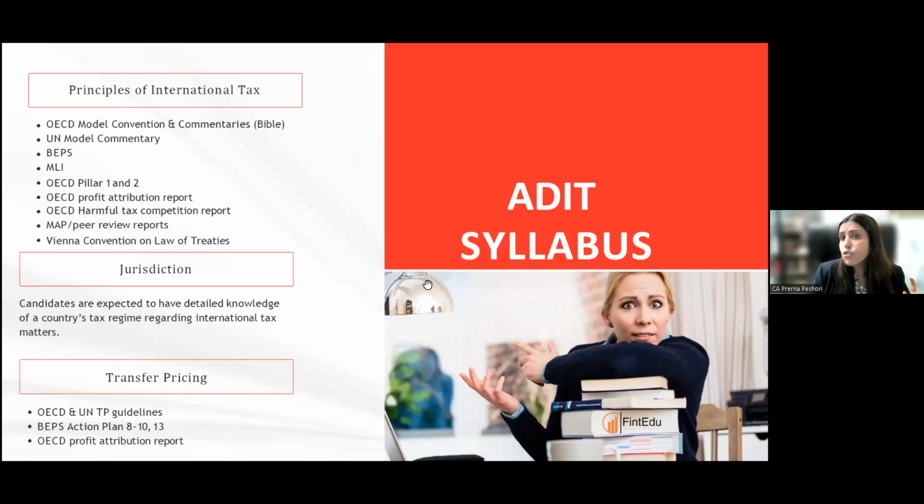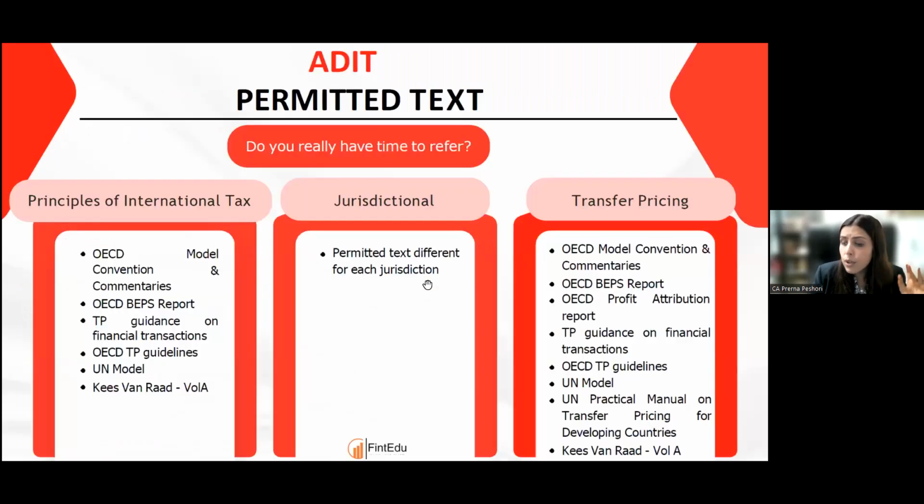Now, as I mentioned to you, this is an open book examination. What should we refer to for that particular open book? Can we refer to anything? The answer is no. You have to refer only to the permitted text. Now, what are the permitted texts which are given?